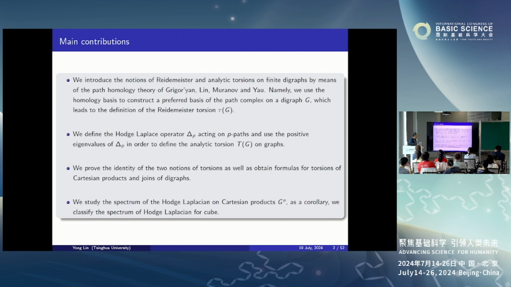We also defined the Hodge Laplace Delta P acting on the P paths and used the positive eigenvalues of Delta P to define these analytic torsions. We prove these two torsions are the same. We also obtain some formulas for the torsion of the Cartesian product and the join of digraphs. Finally, we studied the spectrum of the Hodge Laplace on the Cartesian product G to the power n. As a corollary, we classify the spectrum of the Hodge Laplace for the cube.